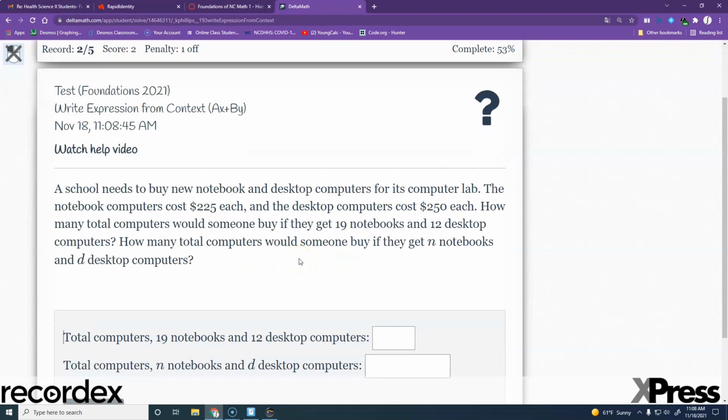Okay. A school needs to buy new notebook and desktop computers for its computer lab. The notebook computers cost $225 each. The desktop computers cost $250 each. How many total computers would someone buy if they got 9? Hold on, that would just be, what, 30, 31? And N plus D. This is different than I thought it was when I was looking at these questions.